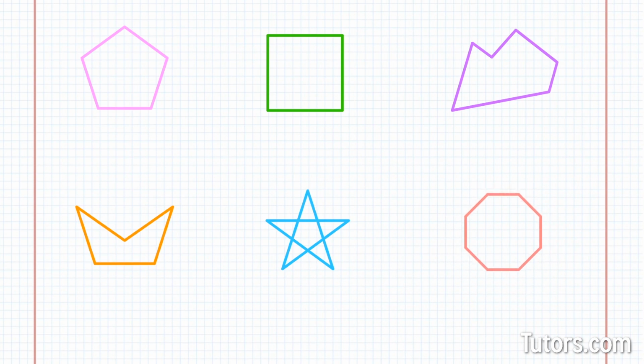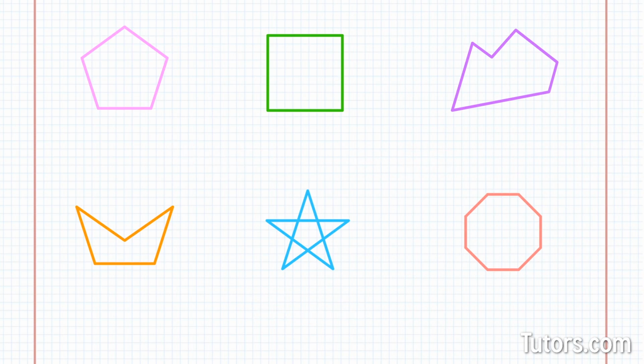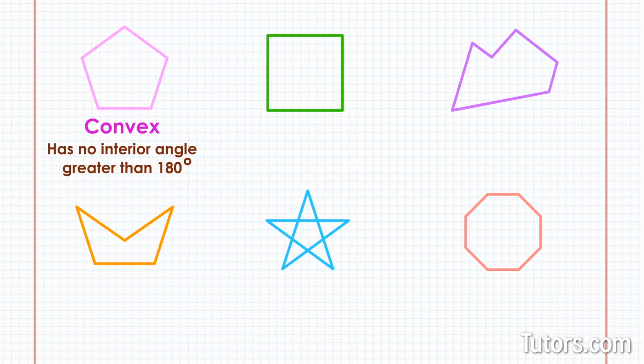When describing a polygon, you can also use a shorthand, like this: 19-gon, 23-gon. Most mathematics students, teachers, professors, and mathematicians use n-gon for any polygon with more than 12 sides and angles. There are many different types of polygons. A convex polygon has no interior angle greater than 180 degrees. It has no inward pointing sides.